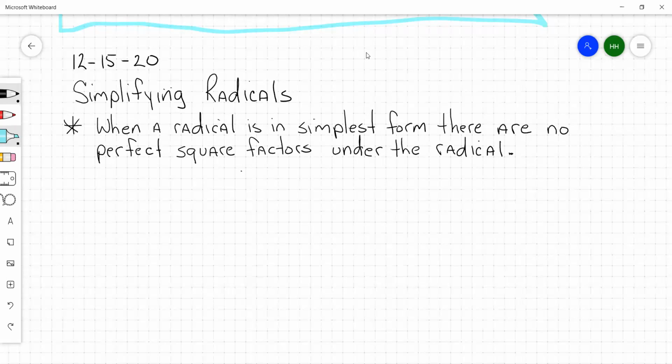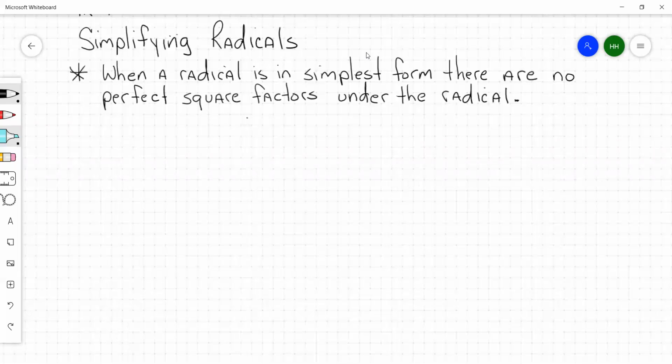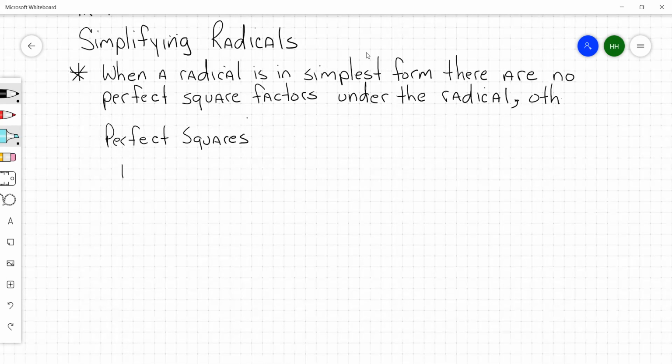So right now we're going to list some perfect squares. All right, some perfect squares. We're going to start with 1. 1 is a perfect square. And when a radical is in simplest form, there are no perfect square factors other than 1 under the radical. Just put a little comma here and put other than the number 1, because 1 is a factor of everything. So you don't factor out a 1 when you're simplifying radicals.